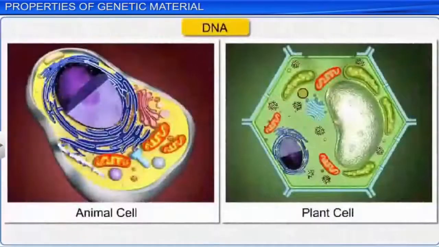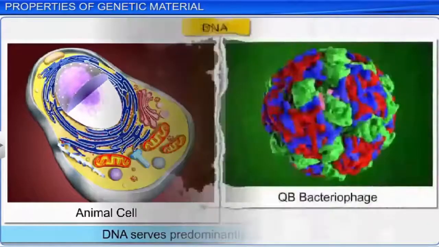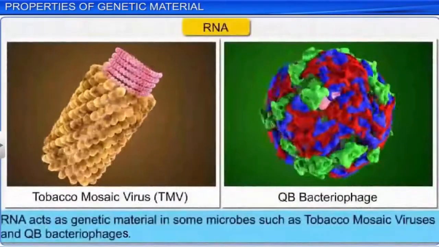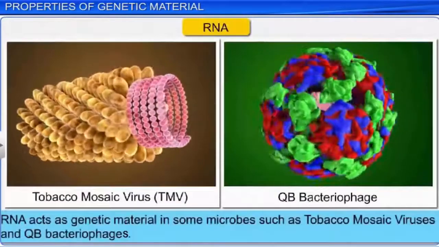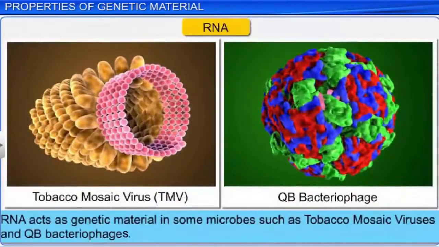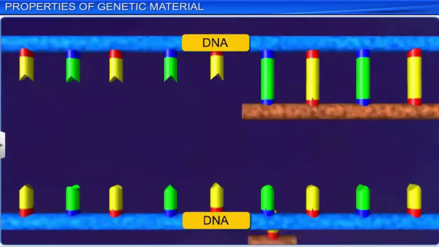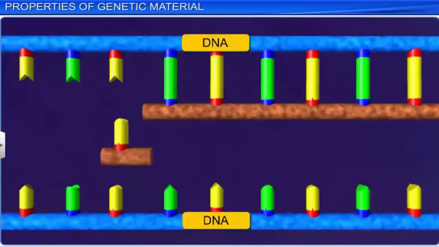Although it is to be noted that DNA serves predominantly as genetic material, RNA also acts as genetic material in few microbes such as tobacco mosaic viruses and QB bacteriophages, and also performs the role of a messenger and adapter.